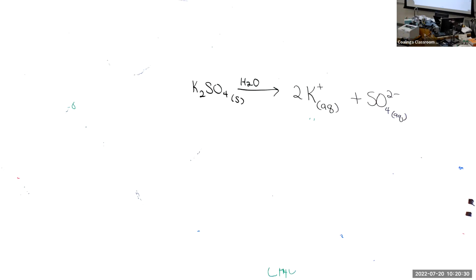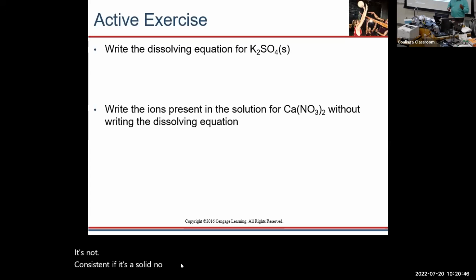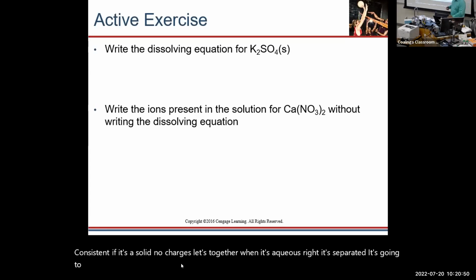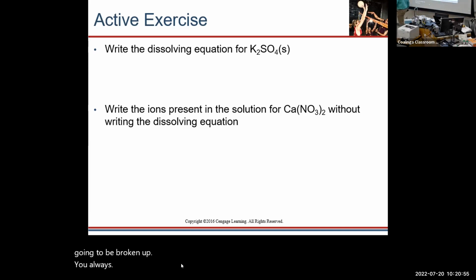Okay? Now, what about the second one? Be consistent. If it's a solid, no charges, it's together. When it's aqueous, it's separated. It's going to be broken up. You always start with a solid. Okay, so what about the next one?